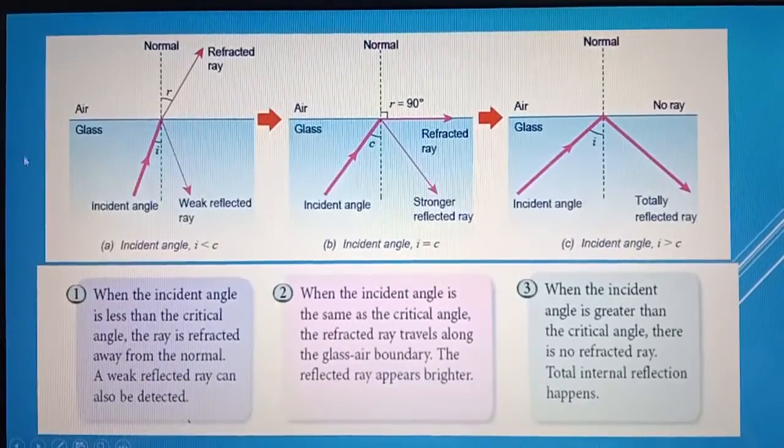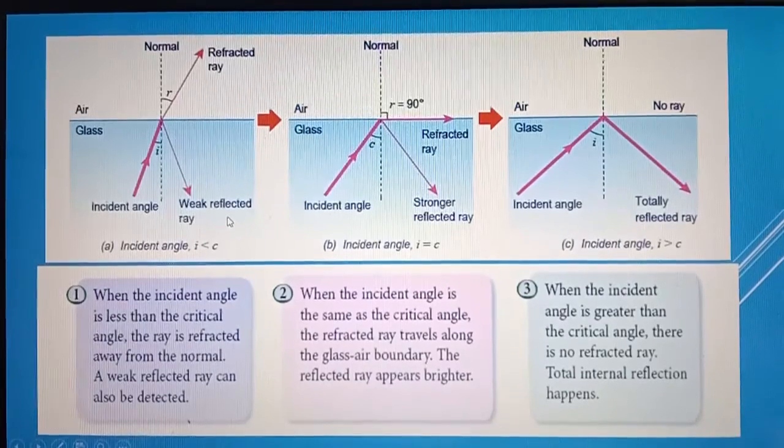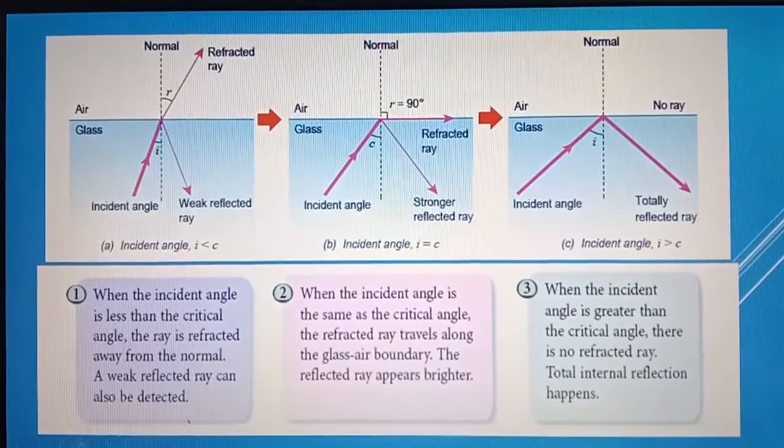Okay, so we can explain further that situation. Let's say when angle I is less than the critical angle. What is this critical angle? It is an angle which is smaller. So when light travels from glass to air, it will be refracted away from the normal. And then we can see a weak reflected ray in the glass, as you can see before in the experiment carried out.